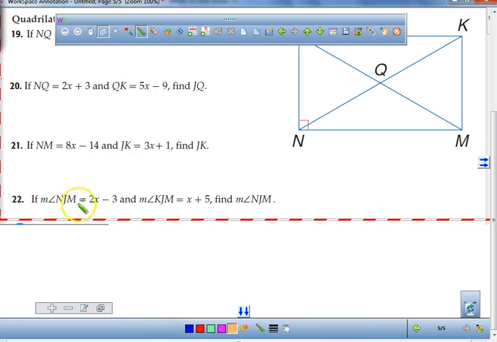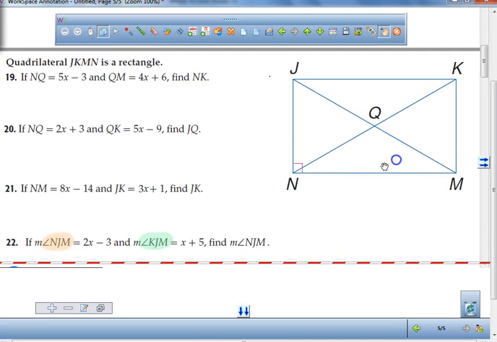I'm going to highlight this angle right here in orange. I'm going to highlight this angle right here in green. So we're going to take a look at these. So right now, check this out. N to J to M. So I'm going to go from N, I'm going to go to J, I'm going to go to M. I'm going to highlight it right here in orange. That's this angle right here.